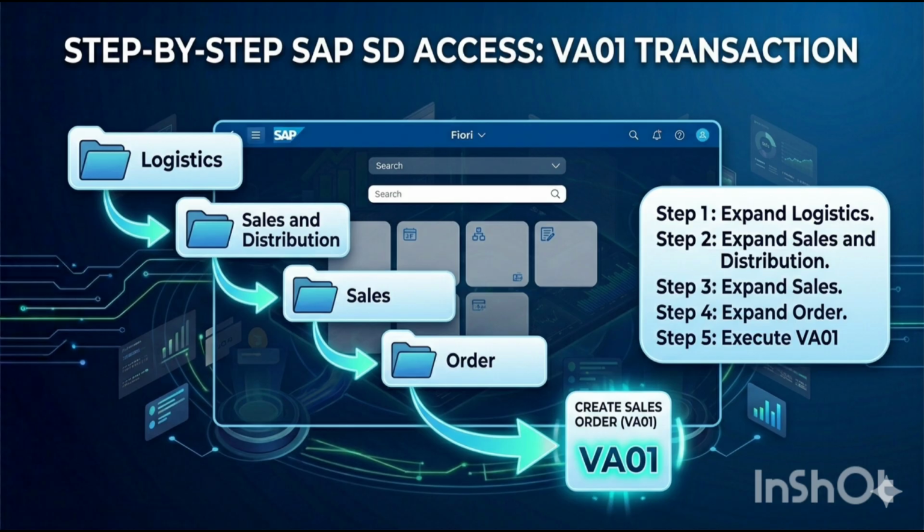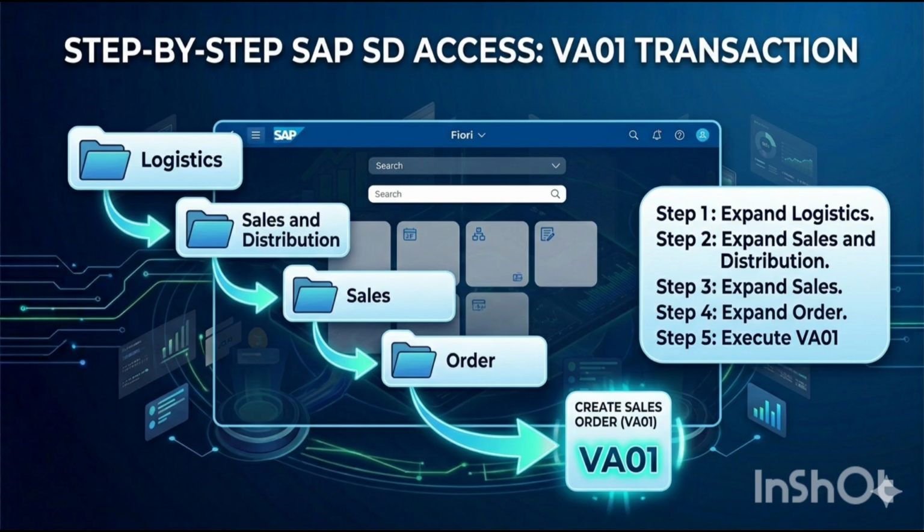On the VA01 initial screen, you start by entering the order type, usually OR for standard order. Then you fill in the sales organization, distribution channel, and division, together called the sales area. Next, you enter the sold to party customer number. As soon as you press enter, the system intelligently pulls the ship to, bill to, and payer partners if they are maintained in the customer master.